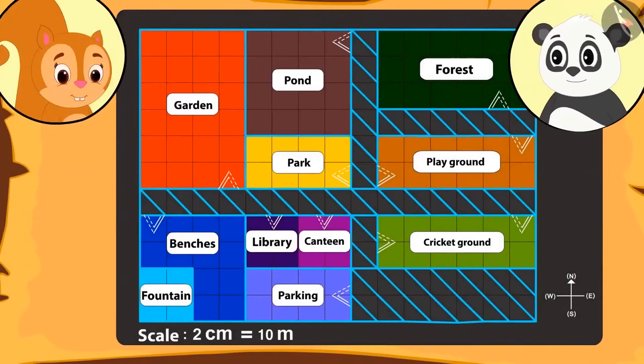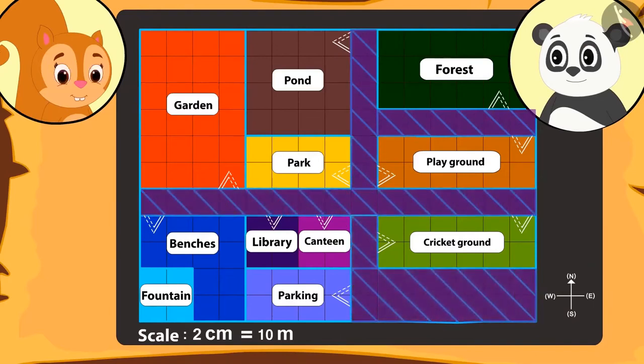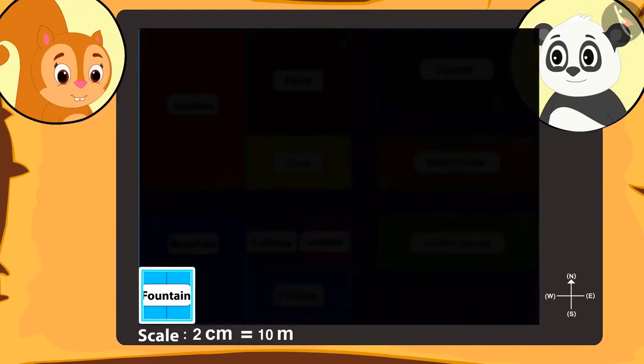Chanda tells Golu that she can spot roads everywhere. There is at least one road near every place. Then Golu tells her there is one place besides which there is no road. Can you find that place on the map? That's right. There is no road near the pond.